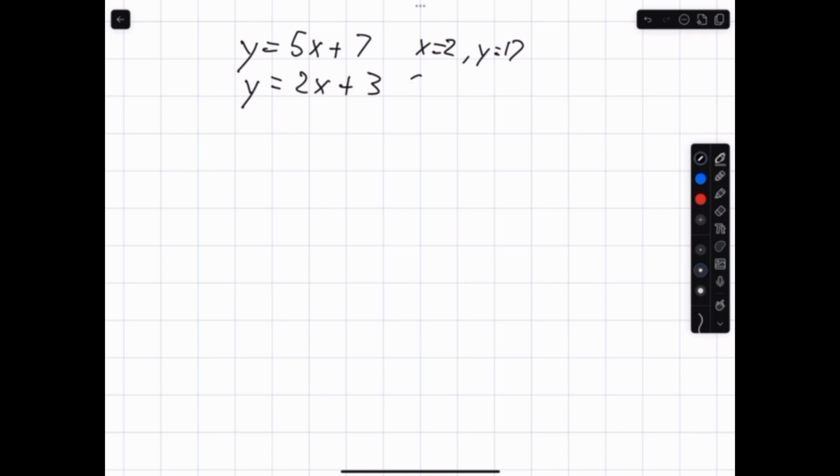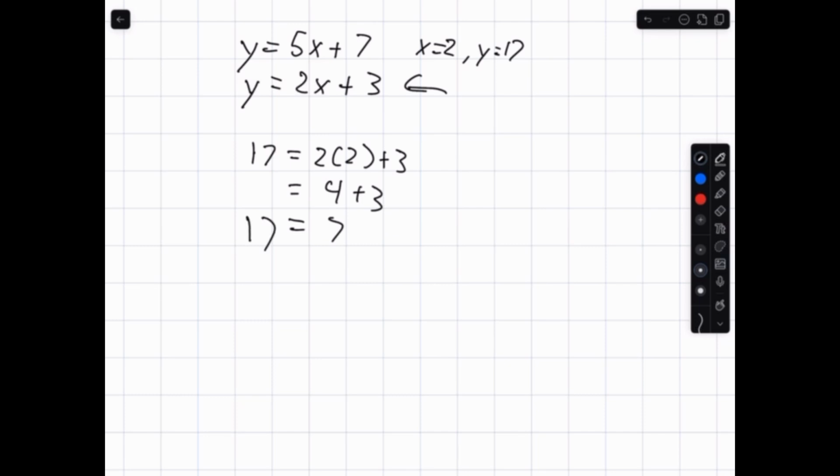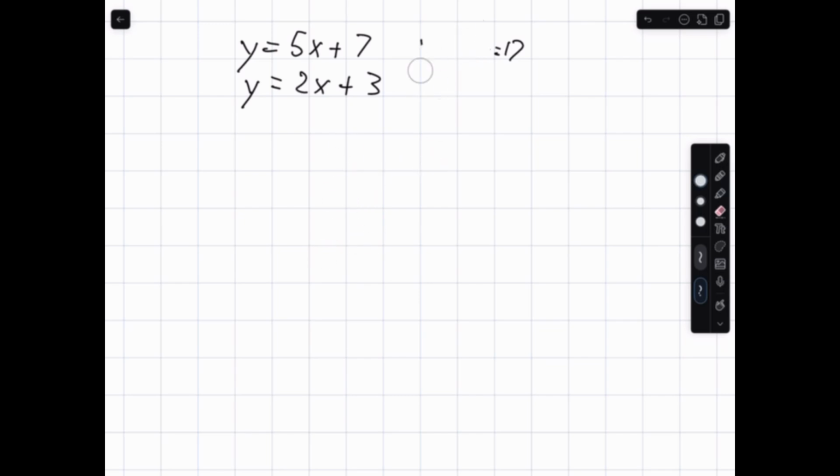However, if we plug it into the second equation, if we sub in y and x for these values, 17 is equal to 2 times 2 plus 3, we very quickly see that this doesn't work, because we get 7 instead of 17, and this is not true. So we need to find values of x and y that work for both of these equations.